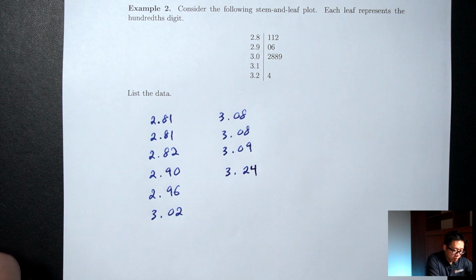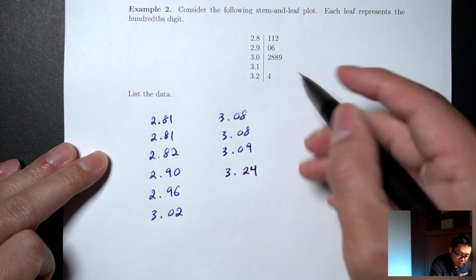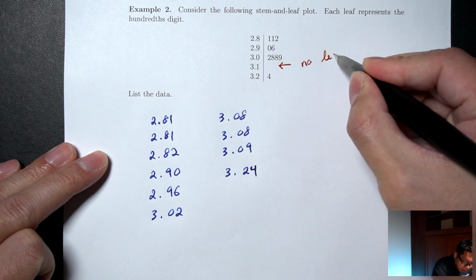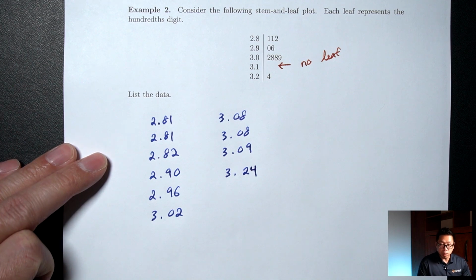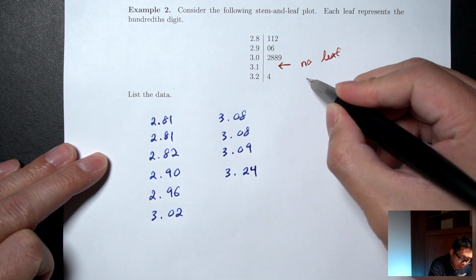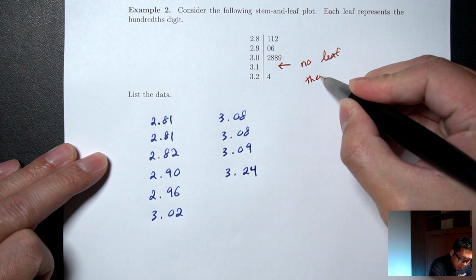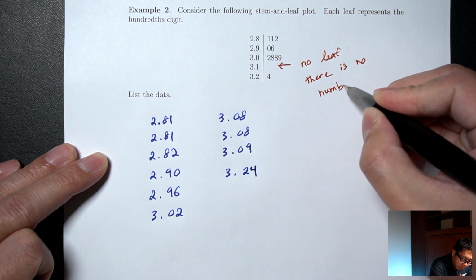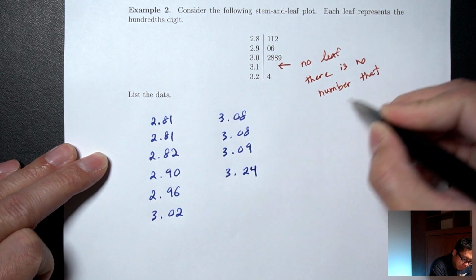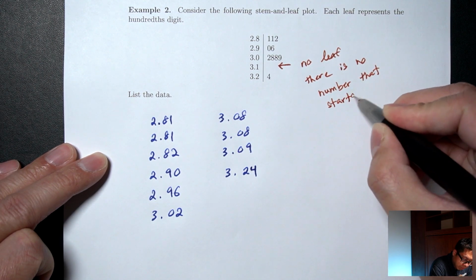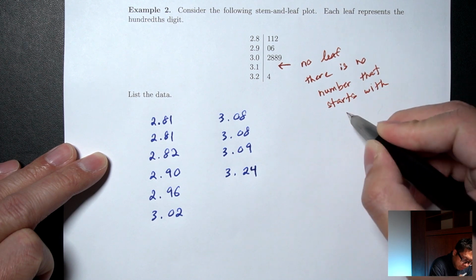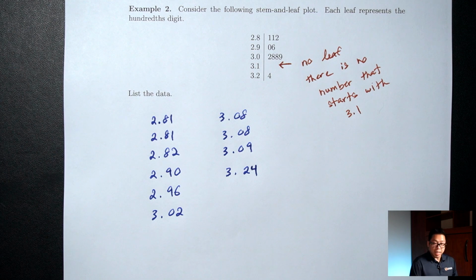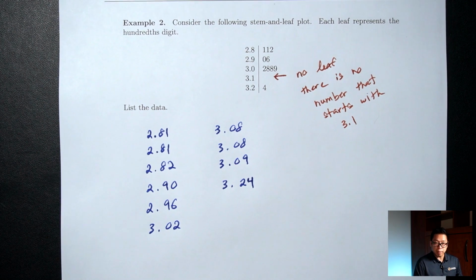Let me write that down. No leaf means that there's no number that starts with 3.1. And that's how you get the original data from a stem and leaf plot.